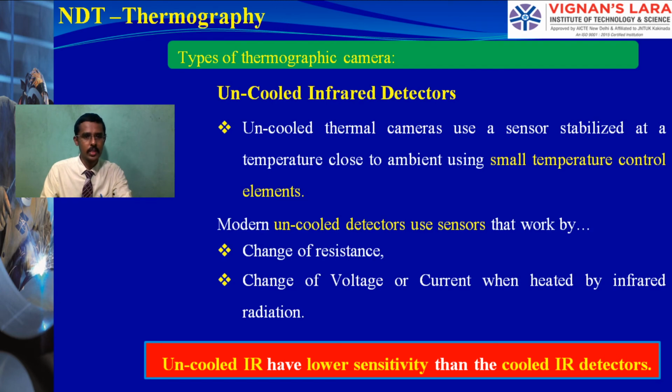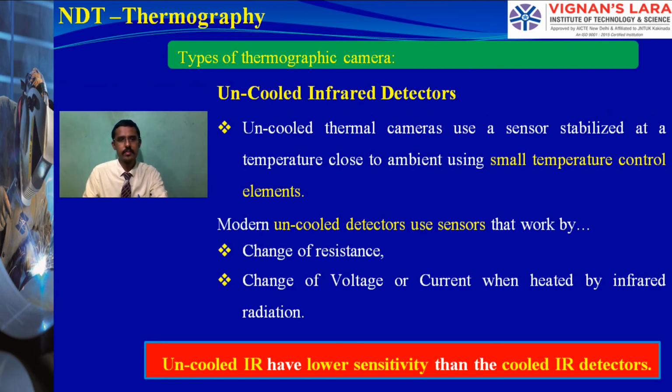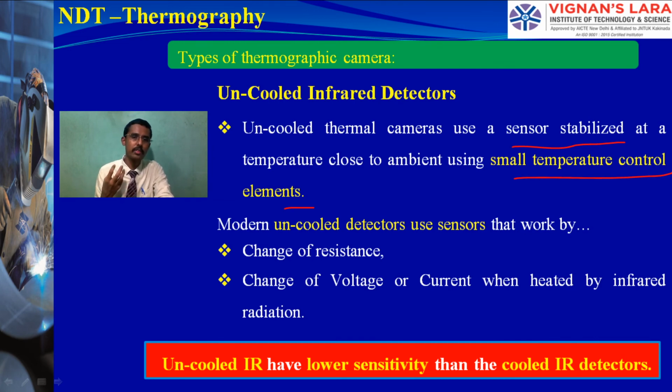Now the next one, uncooled infrared detectors. The uncooled thermal camera uses a sensor stabilized at a temperature close to the ambient using a small temperature control element. Here it is already uncooled, it means the temperature is also lower. Therefore, we can use some sensors to detect very near to the ambient conditions, and very small temperature control devices or any small cooling systems can be used if required.